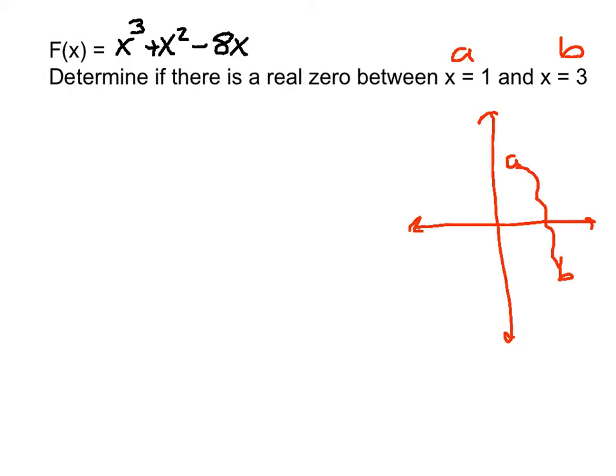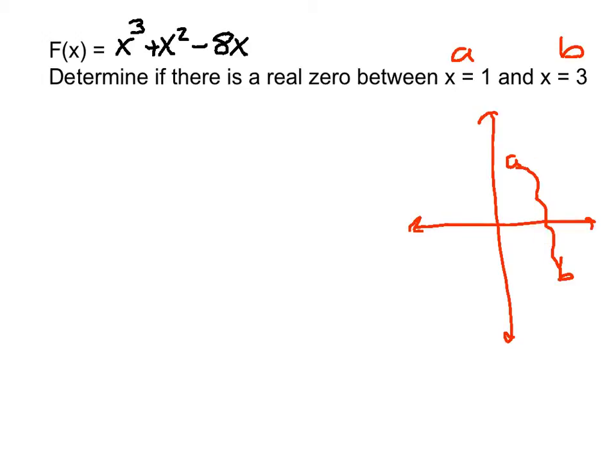So what we want to be able to see is where is A? When we plug in x equal to 1, what is the sign? Is it above the x-axis or is it below? And then we're going to do the same thing with B. When we plug in 3, is it going to be above the x-axis or below? If we find out that one of them is above and one of them is below, then there has to be a point between them where it crosses the x-axis.